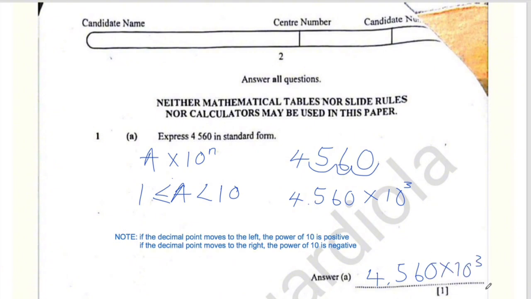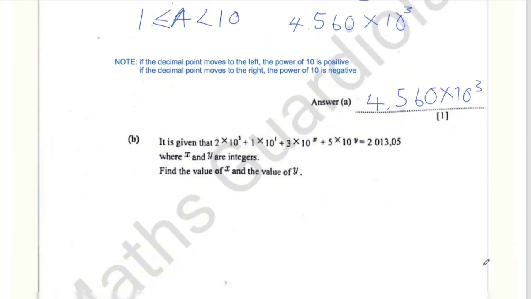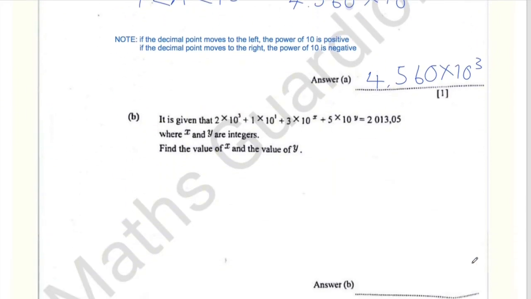Moving on to the second part of question 1, it says, it is given that 2 times 10 to the power 3 plus 1 times 10 to the power 1 plus 3 times 10 to the power x plus 5 times 10 to the power y equals 2013.05, where x and y are integers. Find the value of x and the value of y.